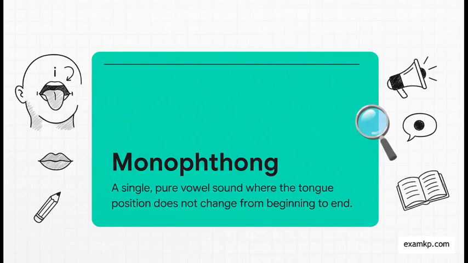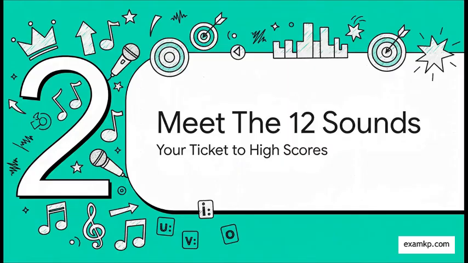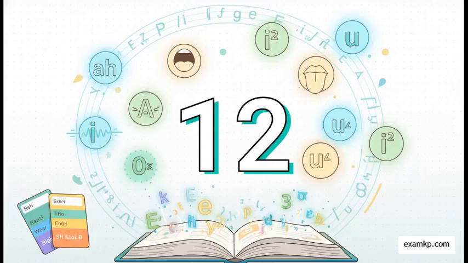All right. Let's meet the main players. When it comes to your WAEC, JAM, or NECO exams, there are exactly 12 of these pure vowel sounds that you need to have in your toolkit. That is the magic number, just 12. I know it might seem like a lot right now, but once you learn to recognize them, you'll start hearing them everywhere. Mastering these 12 is your direct path to a higher score.